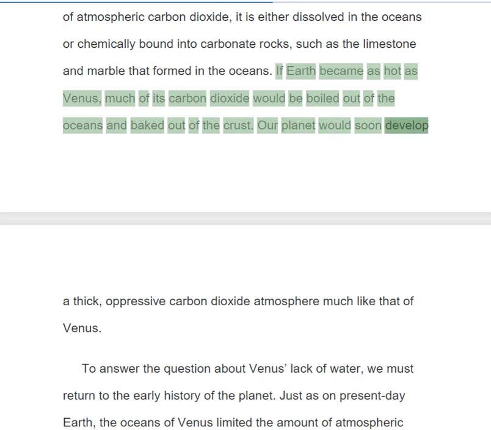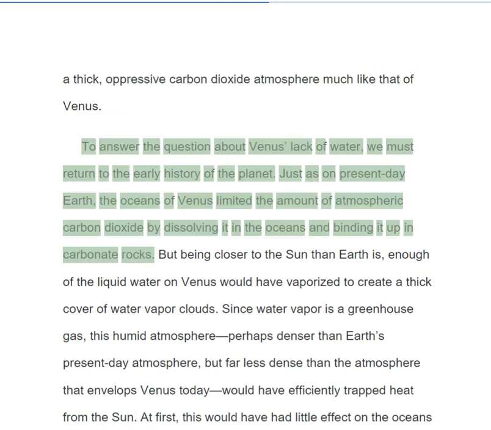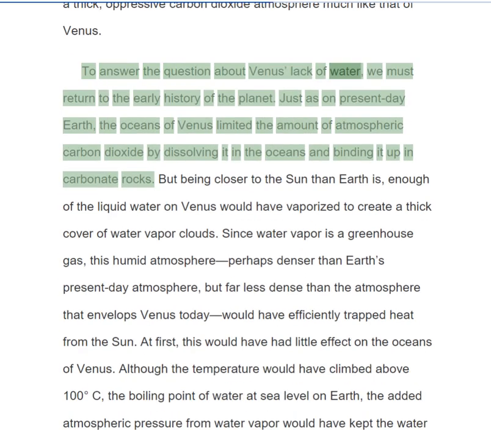Our planet would soon develop a thick, oppressive carbon dioxide atmosphere much like that of Venus. To answer the question about Venus' lack of water, we must return to the early history of the planet. Just as on present-day Earth, the oceans of Venus limited the amount of atmospheric carbon dioxide by dissolving it in the oceans and binding it up in carbonate rocks.